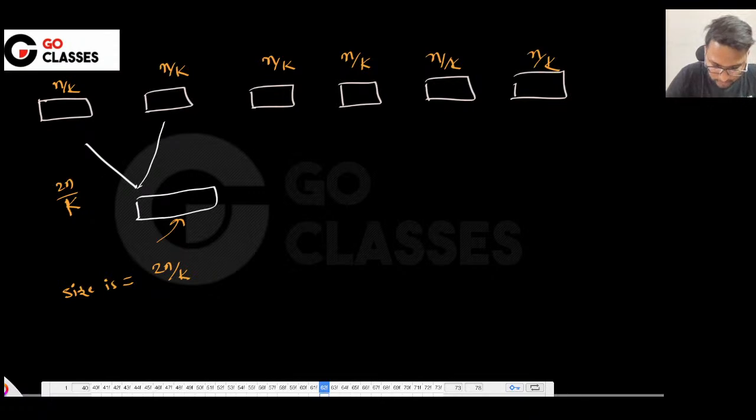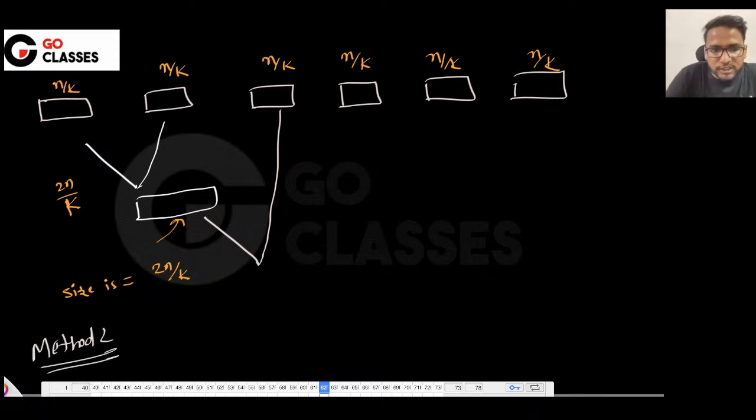Now let's merge this one with this one. I'm merging step by step. Let's call it method 2, because I want to see if there is some improvement. If you merge these two, you will get one array of size 3n/k.